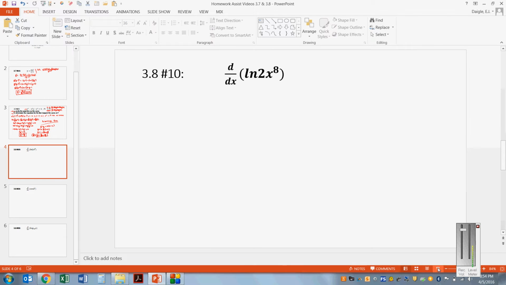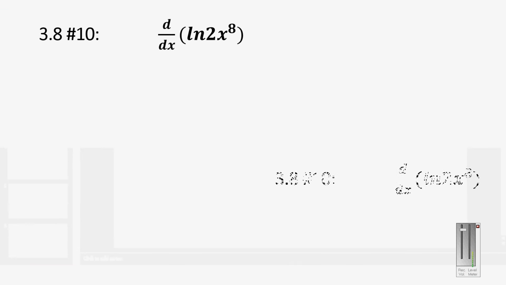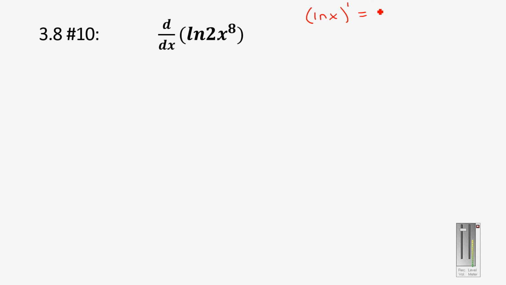All right, on to 3.8 number 10. And what I would tell you in 3.8 number 10, let's make some notes here first. The derivative of natural log of x. So if we take natural log of x, the derivative of that is equal to 1 over x. So that's just something to note.